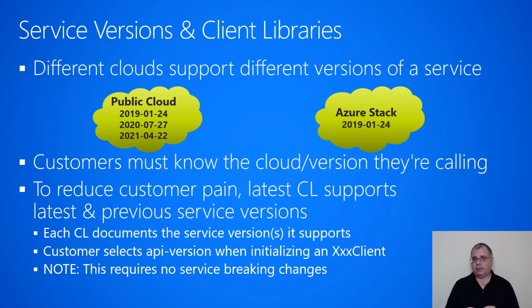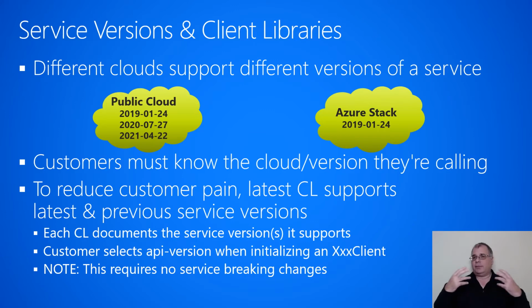Now, to reduce customer pain, Microsoft's client libraries try to be backward compatible. That is, the API version can be a parameter that's passed in when the customer is creating a client in their source code. And then when they make requests to the service, that API version is the one that will be passed from the client to the server. Now, this assumes that later versions are backward compatible with earlier versions, of course. And if that's not the case, then this is not guaranteed to work.